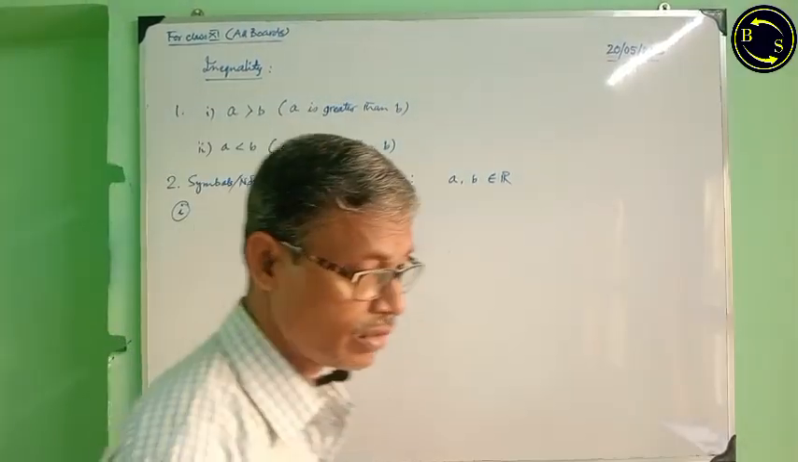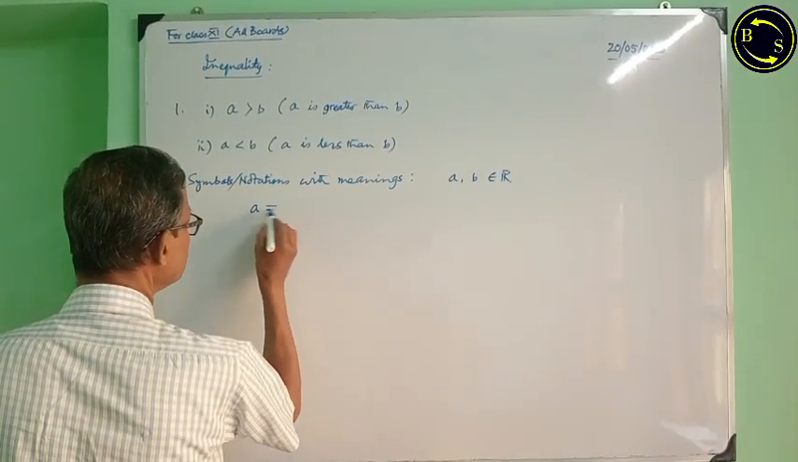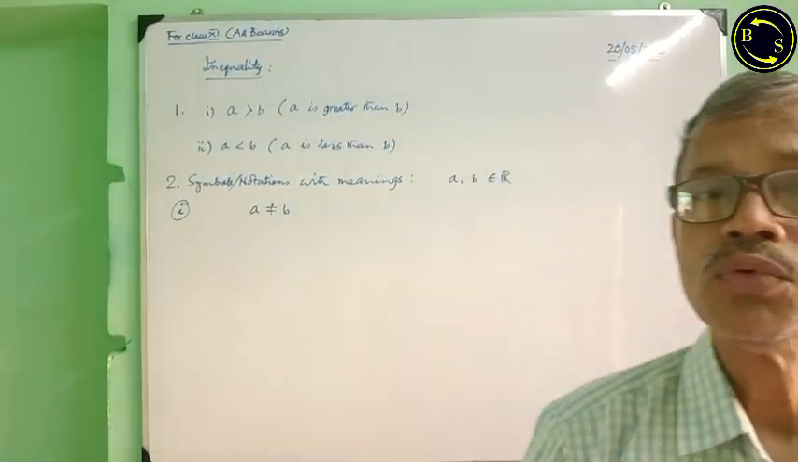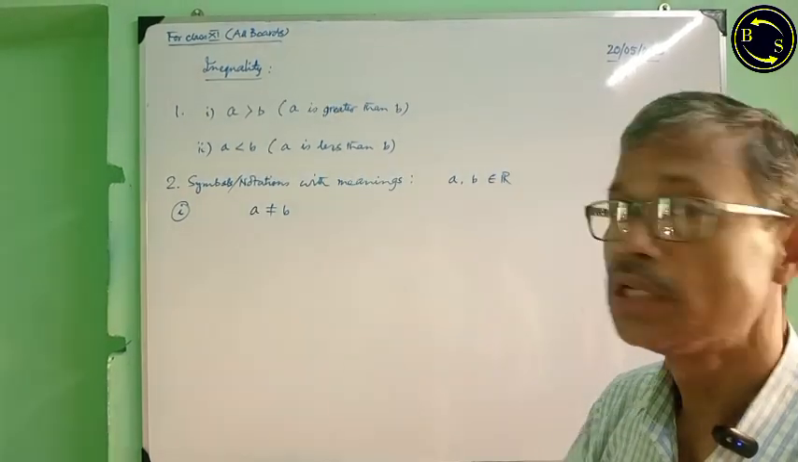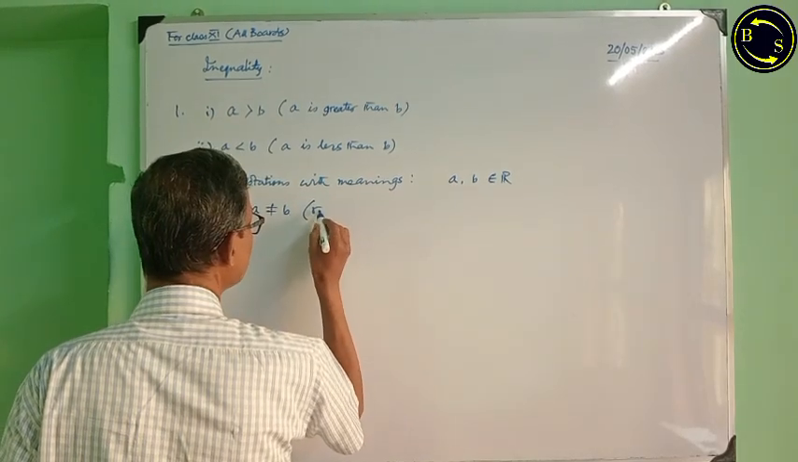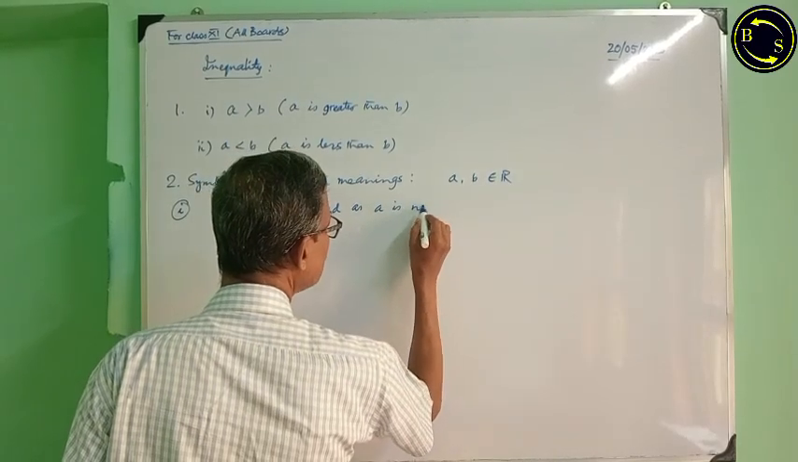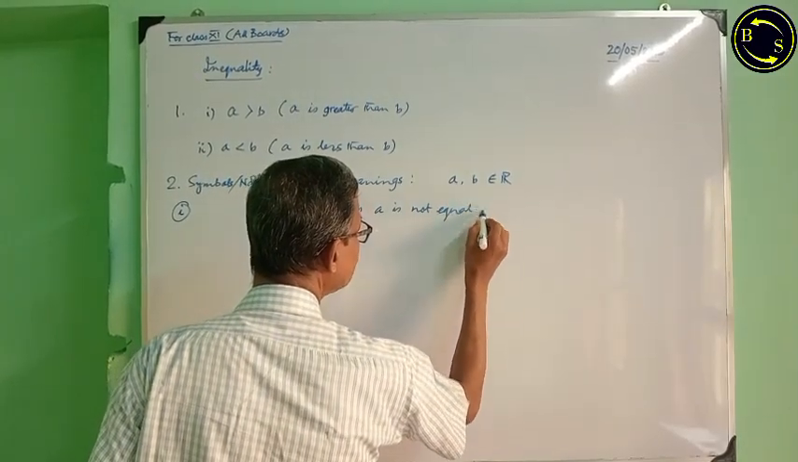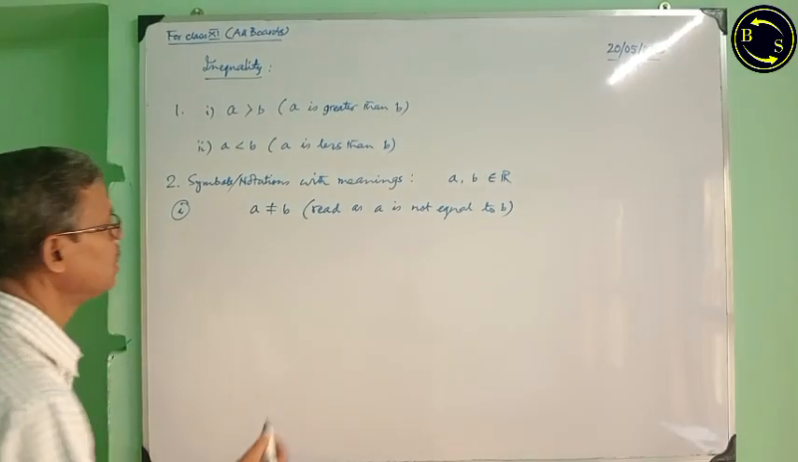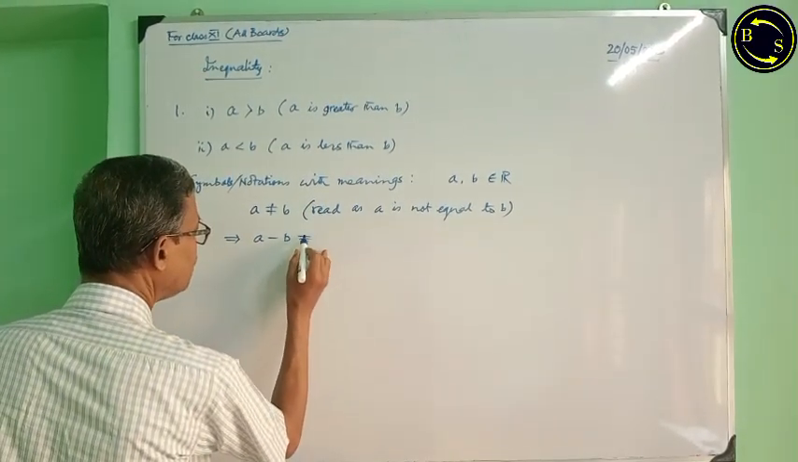Then the first natural inequality relation is A not equal to B. Read as A is not equal to B. The meaning of this is A minus B not equal to 0.